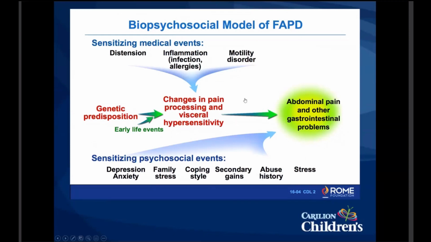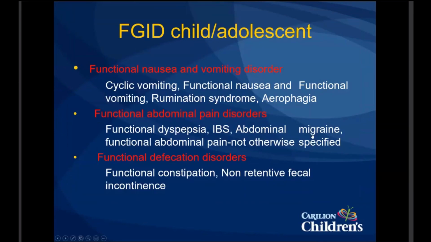These are the three main topics we're going to talk about today. There are many other functional disorders of the GI tract, but I'm just going to concentrate on nausea and vomiting, abdominal pain, and defecation disorders. First, let's start with the nausea and vomiting disorders.